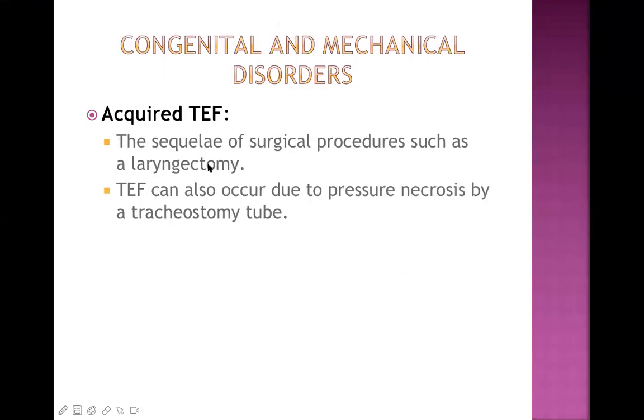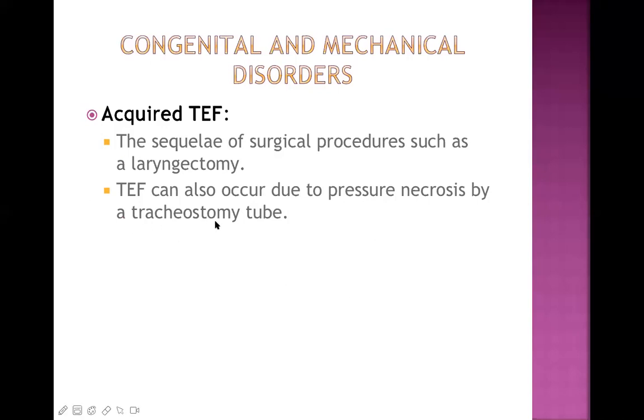On the other hand, the acquired tracheoesophageal fistula is the sequela of a surgical procedure such as a laryngectomy, and this is accidental. The surgeon never wanted to create a fistula like that, but accidentally, because of surgical trauma, it can happen. And it can also occur because of pressure necrosis by the tracheostomy tube.